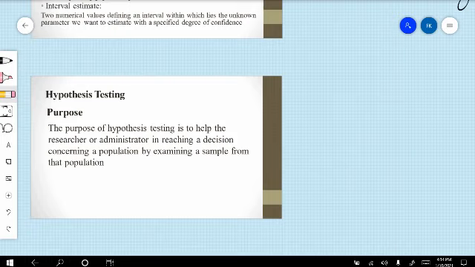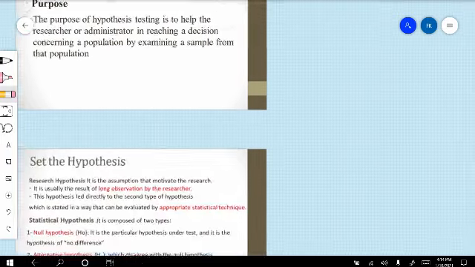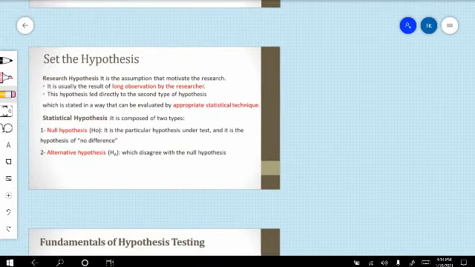We have research hypothesis and statistical hypothesis. Research hypothesis is the assumption that motivates the research. It is usually the result of long observation by the researcher. The researcher observed something or observed many factors that may precipitate something. After that, he puts a hypothesis, an assumption about this observation.